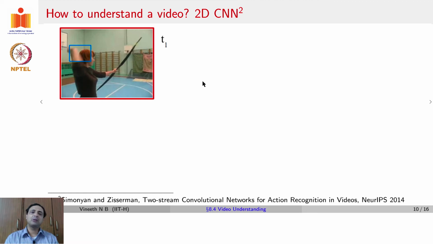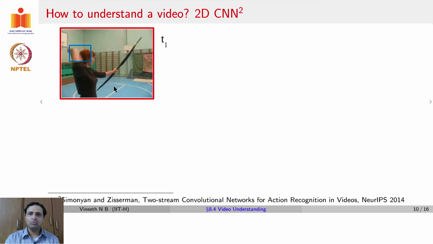Let's now turn the problem around and ask, could we have used 2D CNN itself to solve a video understanding problem? Turns out there's a very popular method that does this, known as two-stream convolutional networks. It was very popular, is still popular for doing video understanding tasks. Let's try to understand how this works.